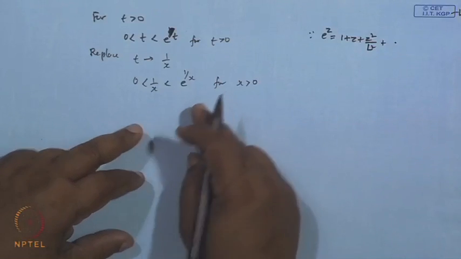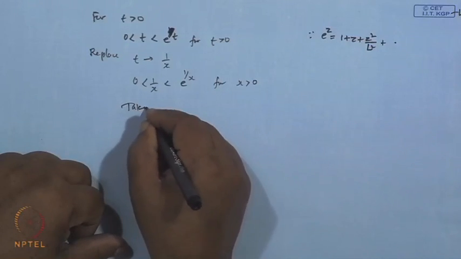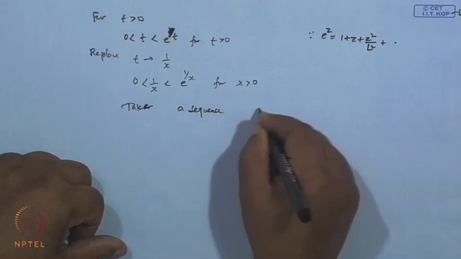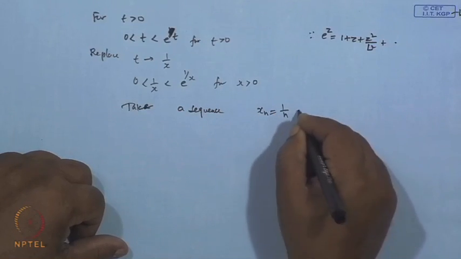Now, if we take a sequence x n, say 1 by n, which goes to 0.